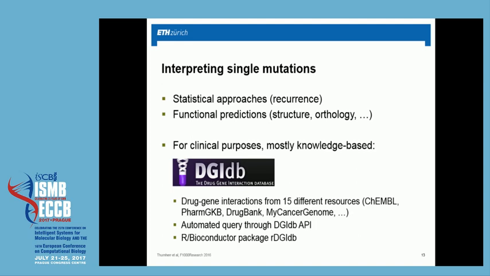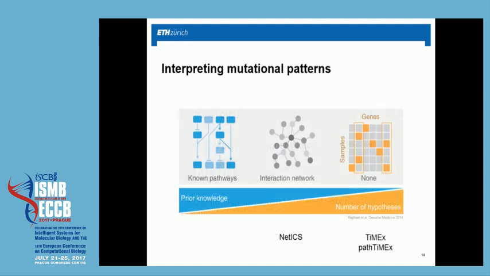Then you can try to do all sorts of functional predictions, maybe based on the structure of a protein, on orthology, on many other considerations. And I should say, what's really used in the clinical setting right now is mainly based on curated data. And for example, we use this drug-gene interaction database that you can query, which is based on curated such interactions, which again come from different databases.